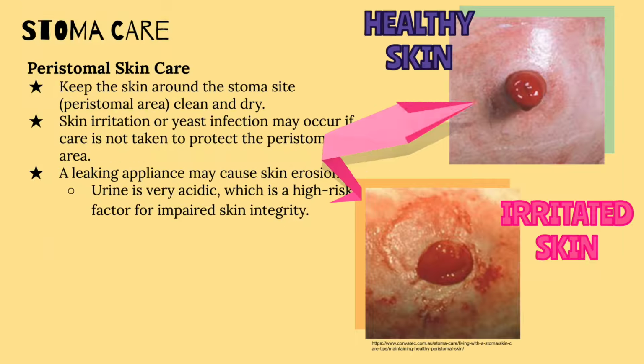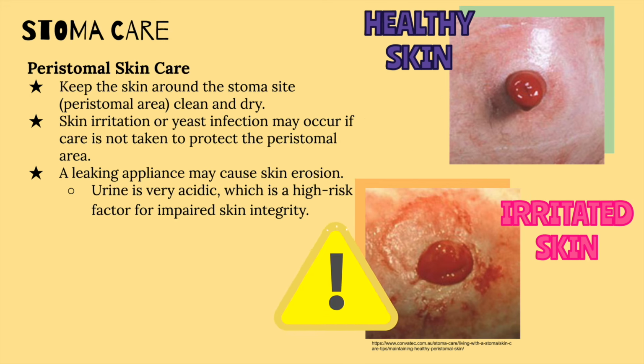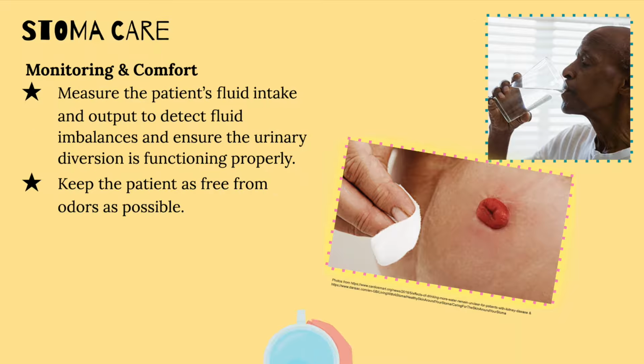The peristomal area, which is the skin surrounding the stoma site, should be kept clean and dry. If not, the skin around the stoma could become irritated or even infected. A leaking urostomy bag causes skin erosion because urine is very acidic. Frequent exposure to urine can put the patient's skin at high risk for breakdown. So please make sure that the urostomy bag is fitted well, and please be sure to empty and change the urostomy bag as needed.